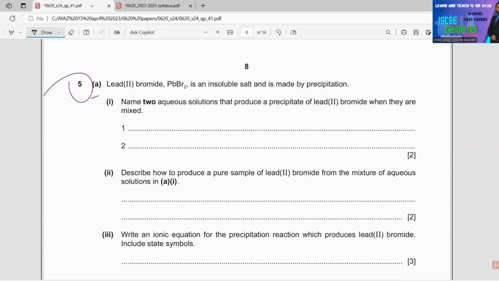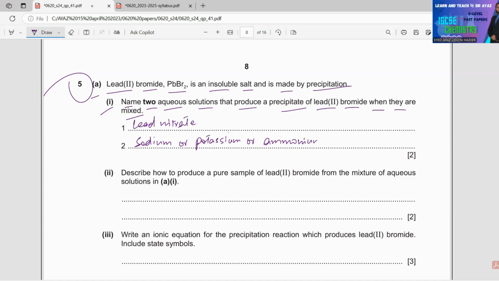Here's question number 5, part A. Lead(II) bromide, PbBr2, is an insoluble salt and is made by precipitation. 1. Name two aqueous solutions that produce a precipitate of lead(II) bromide when they are mixed. You have to take a soluble salt of lead. And you know that all nitrates are soluble. So straight away you will take lead nitrate as one of the salts. Now you want bromide. So you can take bromide of first group elements like sodium bromide or potassium bromide, or even ammonium bromide. All these bromides are soluble. You can take one of these.